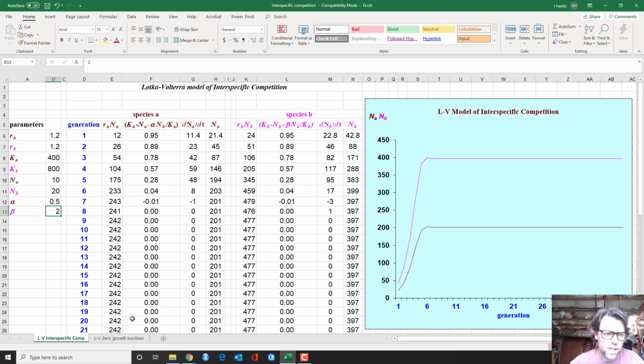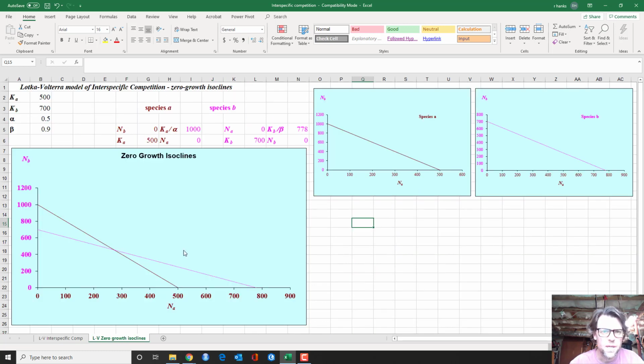Now I'm going to look at the zero growth isoclines. In this example, the only two parameters you need are the carrying capacities for both species and the competition coefficients. What we're really interested in here is the point at which these two lines cross, and that gives us the population of each species at which they can coexist indefinitely, barring any other changes.